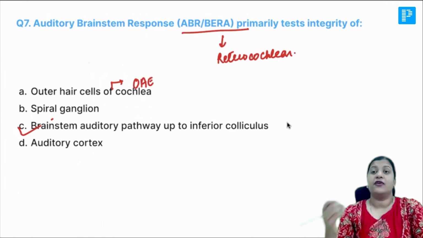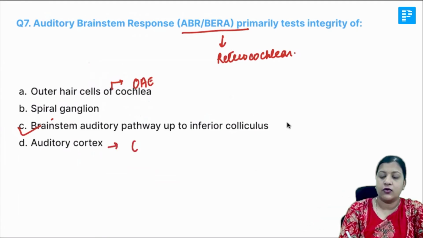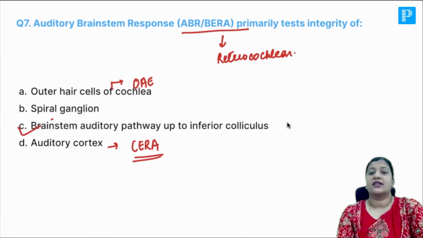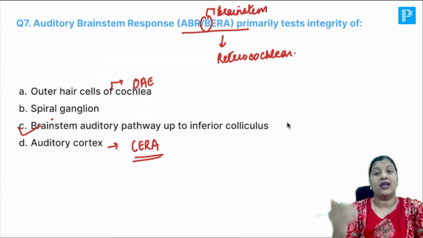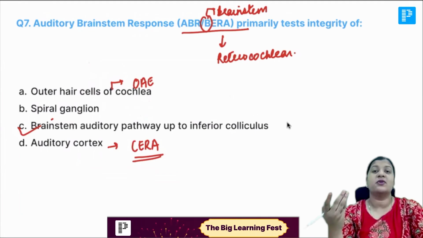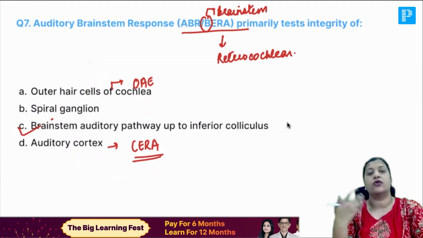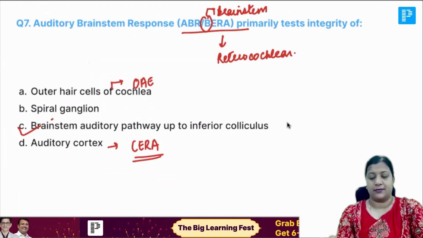Auditory cortex: if you want to understand whether the cortex is receiving signals or not, then you do CERA, which is cerebral evoked response audiometry. What we are talking about is BERA. What does B stand for? Brainstem evoked response audiometry. So you're evoking the brainstem and recording a response. And if you want the same response to be recorded from the cerebral cortex, then you do a CERA. For the spiral ganglion, there is no specific test that is done.